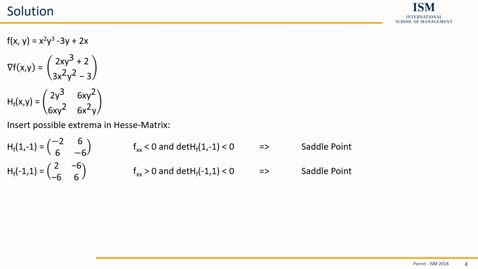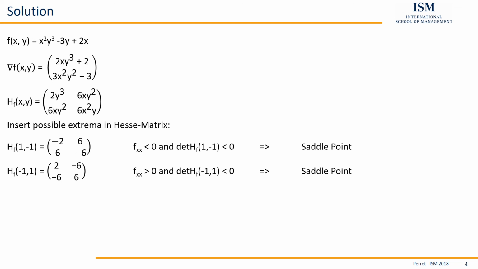Then we do the same thing again for minus 1, 1. Here, the upper left one is positive and the determinant of the Hesse matrix is negative. More or less the same result as before. We have again 12 minus 36. So again, we have a saddle point.